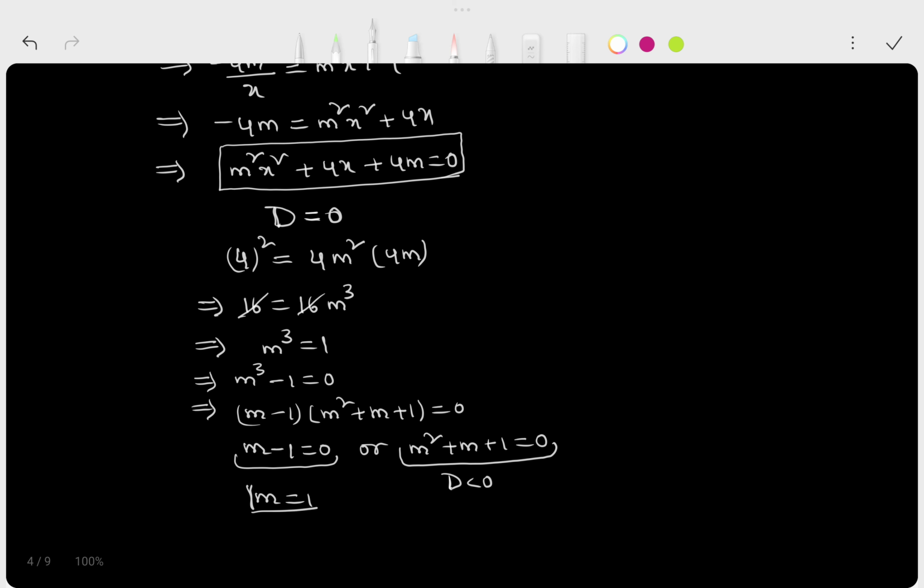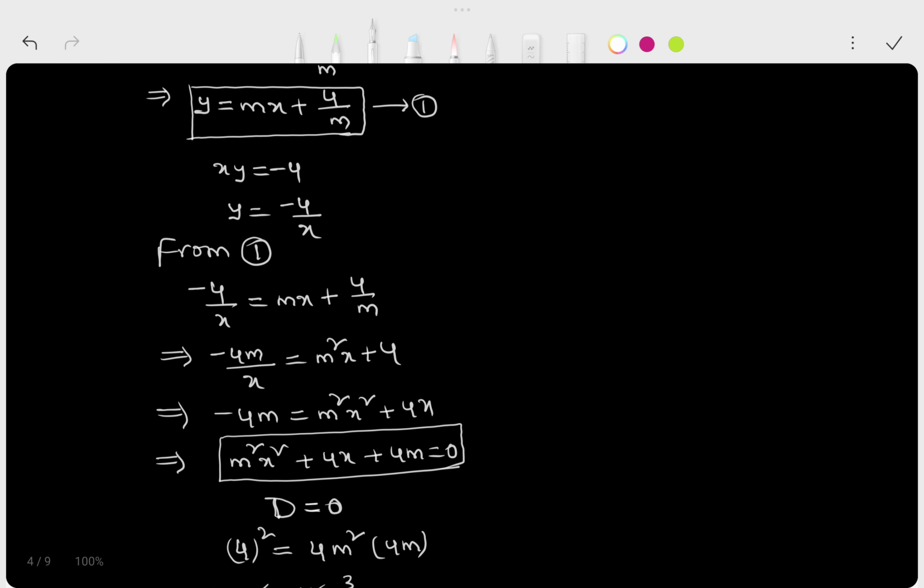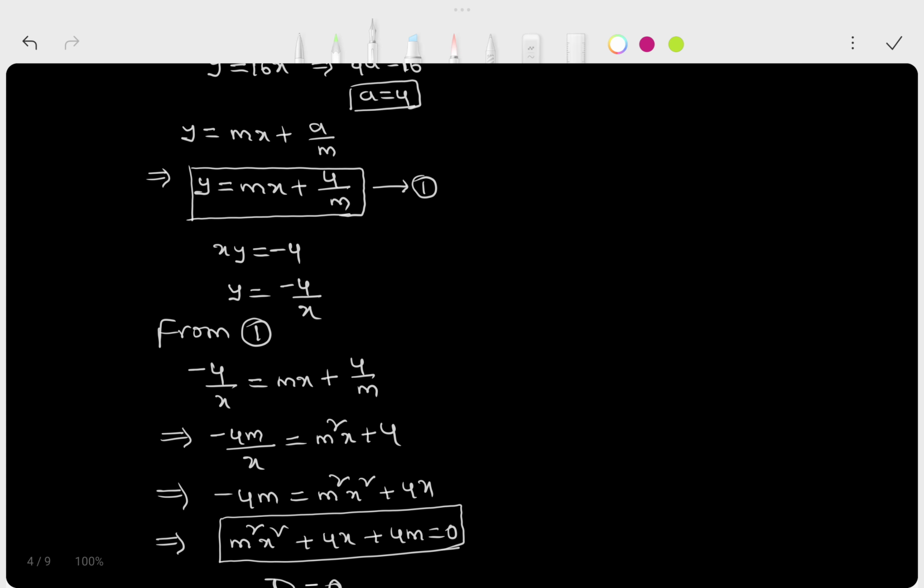So what is the real value of m? Only 1. So substitute this value in equation 1. Therefore, from equation 1, what is the common tangent? y is equal to x plus 4, or x minus y plus 4 is equal to 0.